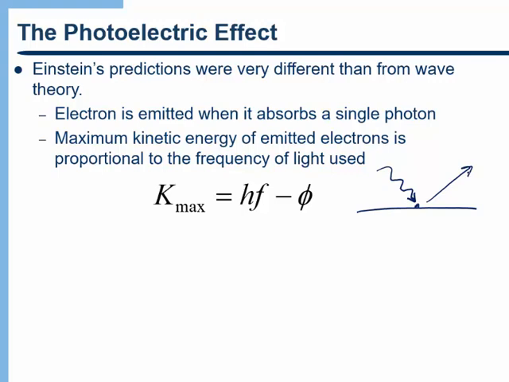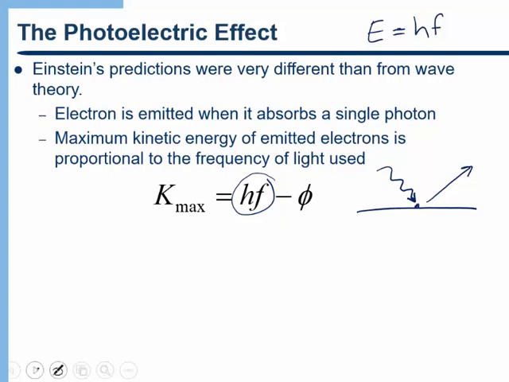Now, how much kinetic energy will it leave with? Well, the maximum it can leave with is simply the energy that the photon delivers. Remember, E equals hf, minus how much energy it takes to get out of the metal, which is the work function, phi, as we talked about just a few minutes ago. So that's what he predicted. He said that the photoelectric effect is the interaction of one photon with one electron.